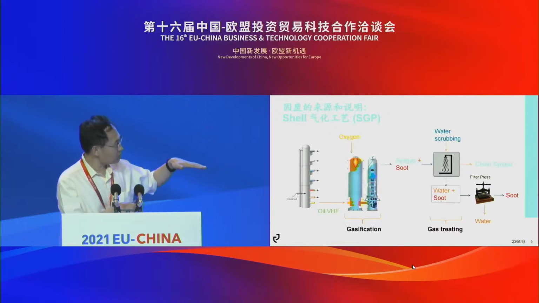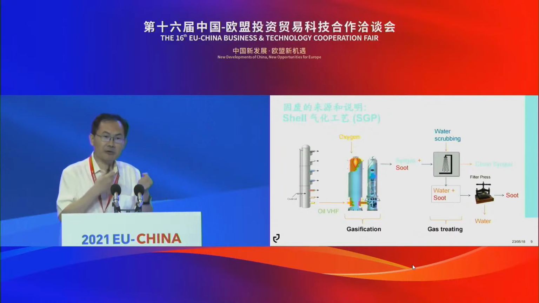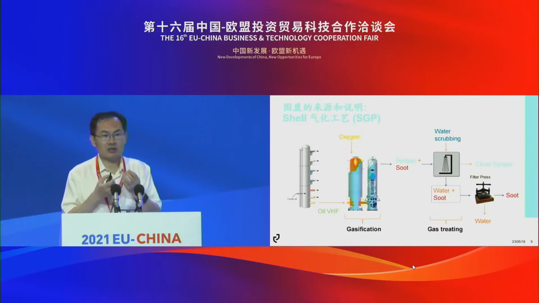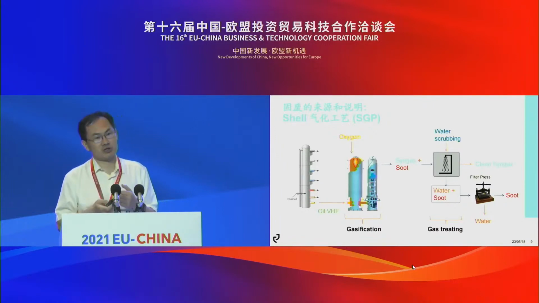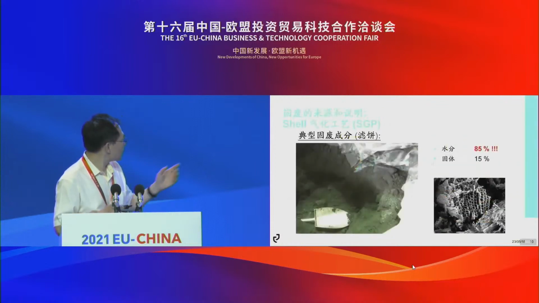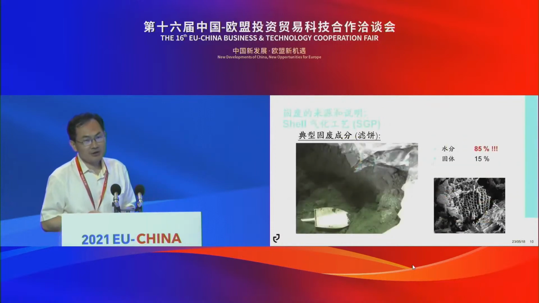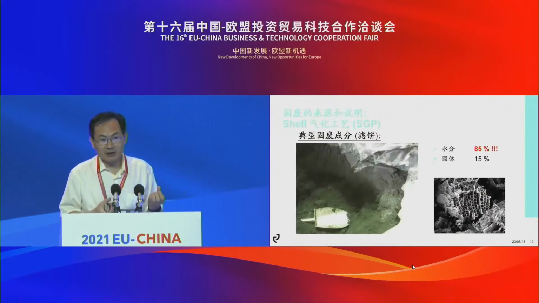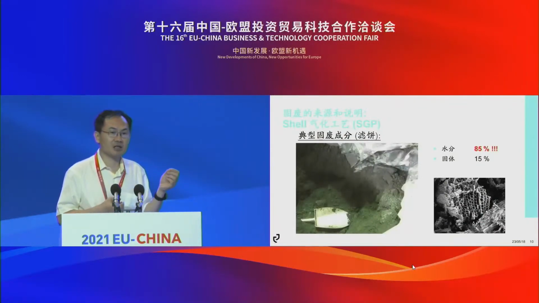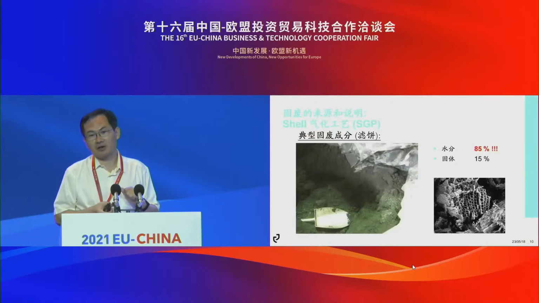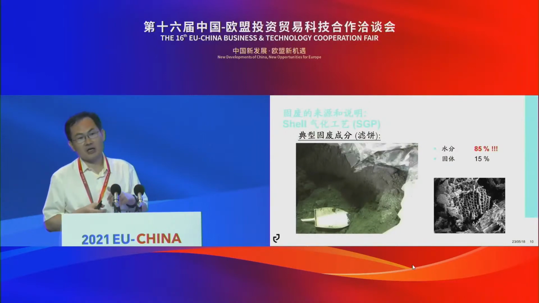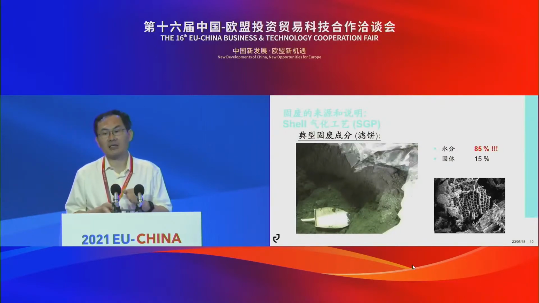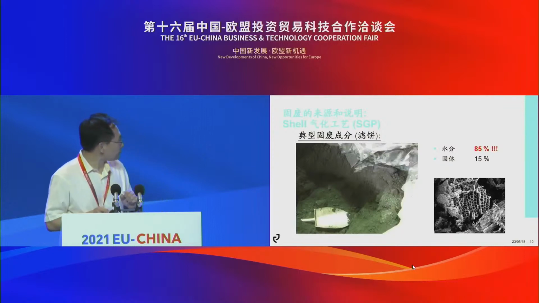This is a very typical solid waste. And this is something very difficult to tackle. This is the picture. It contains a high proportion of water. And this is the filter cake.